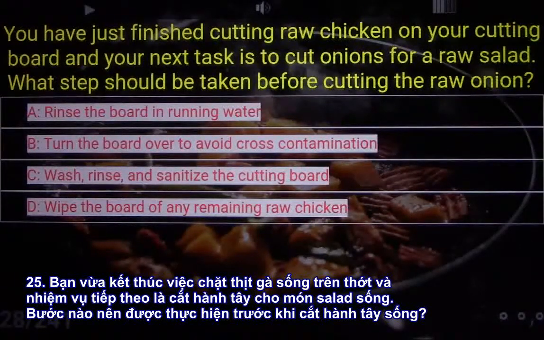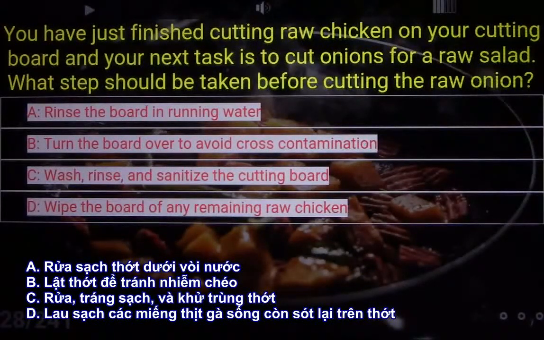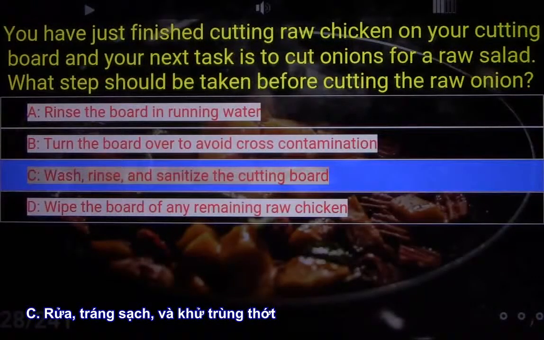You have just finished cutting raw chicken on your cutting board and your next task is to cut onions for a raw salad. What steps should be taken before cutting the raw onion? C. Wash, rinse, and sanitize the cutting board.